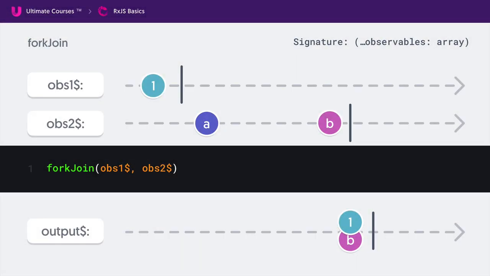To recap, fork join subscribes to all observables you supply on subscription, emitting the last emitted value of each once all inner observables complete. Fork join will either emit these values as an array or a dictionary, depending on how it is invoked.